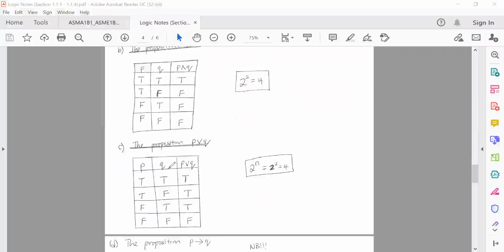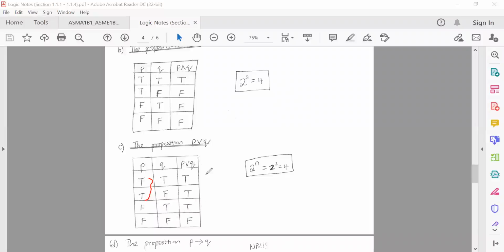All right, so the truth table for P or Q. Again, two variables, so you have P and Q, 2 to the power 2 is 4. I have 4 possibilities. So for P, I have 4 and I split into 2, so I have true, true, false, false. For Q, I split those into half again, so I have 1 true, 1 false, 1 true, 1 false. All right.